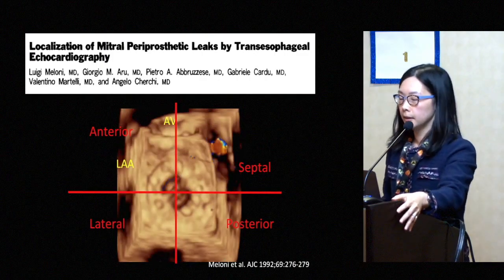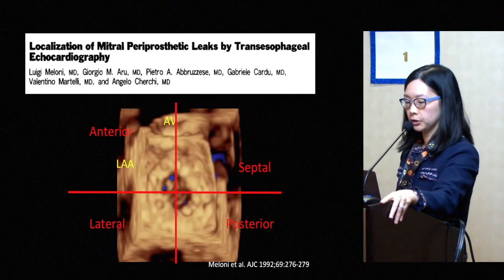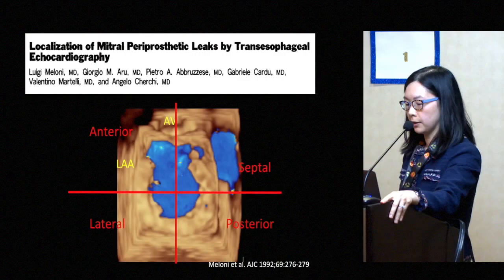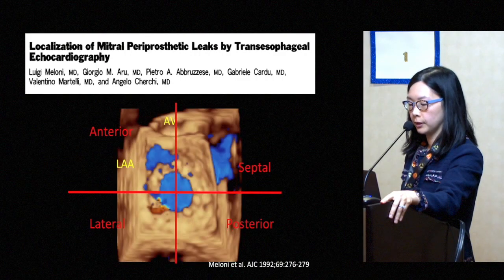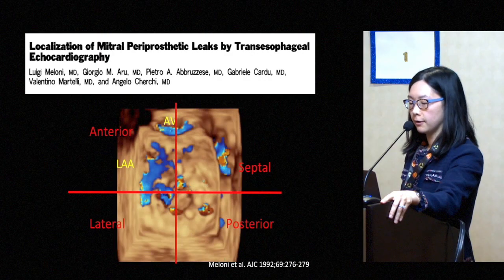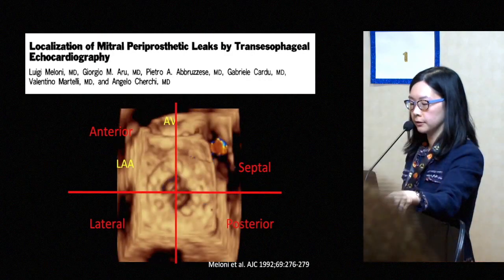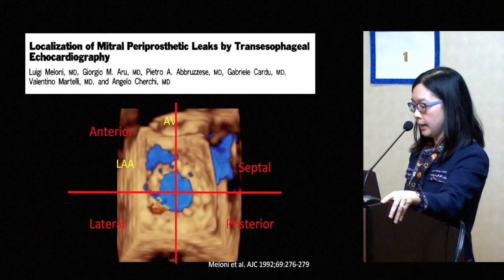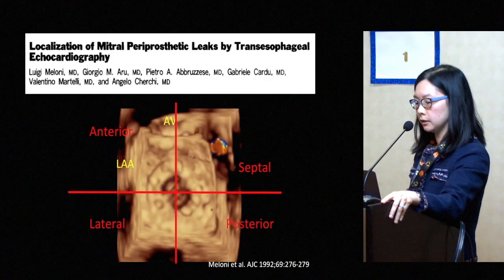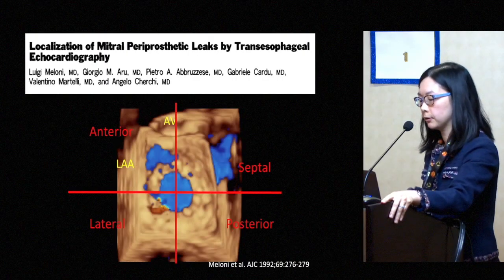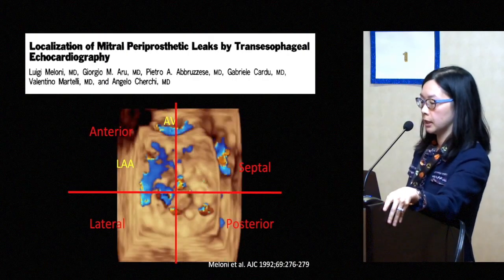Well, Mark did these anterior, posterior, and this is one of the original ways that was reported in 1992 about how to break it off. Basically, you go through your aortic valve, and then you divide your valve into quadrants: anterior, septal, posterior, and lateral. However, it's not very precise, because if your leak is over here, that's a lot different than being over here, and that's more lateral, and then it becomes very hard to actually communicate.